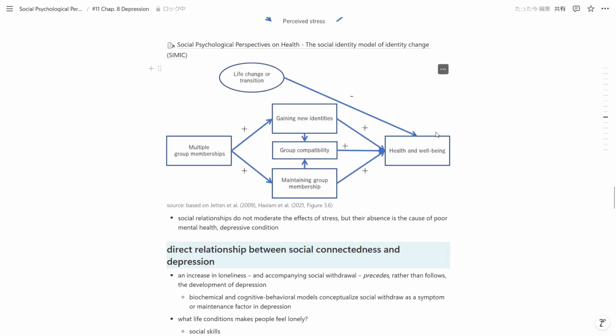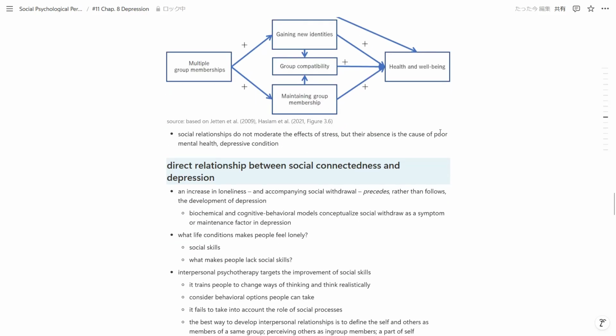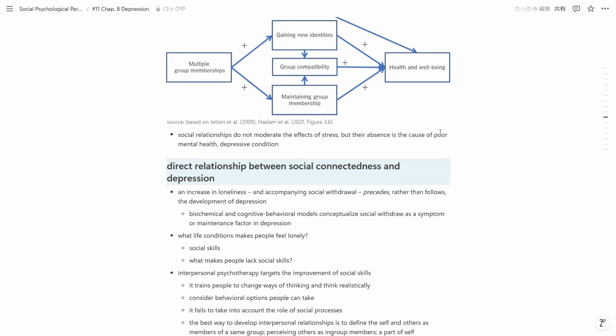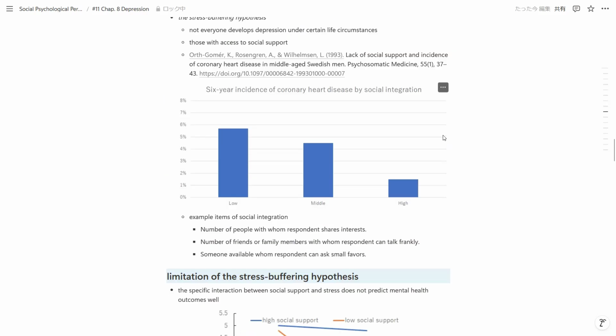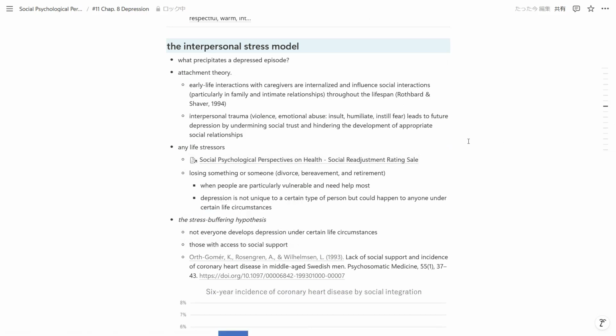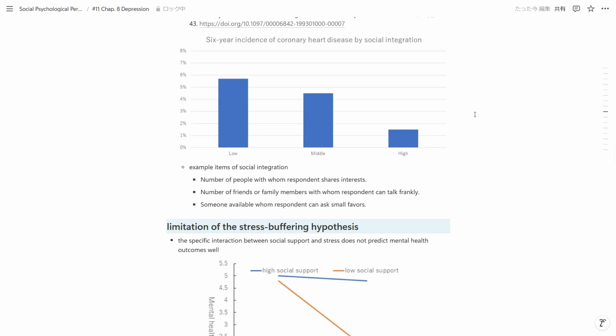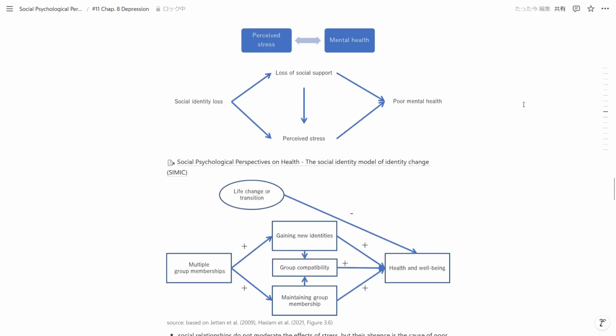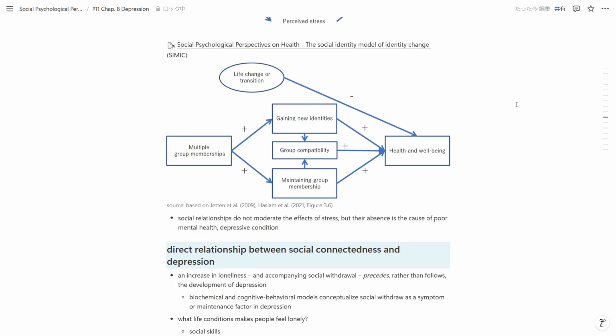And so I talked about this model, the social identity model of identity change. Basically, people experience stress when they have to change their social identities or when they lose their social identities. I also referred to the social readjustment rating scale. In that list, you can remember that most of the events were related to loss of someone or loss of their identity. So people experience stress when they experience a loss of social identity, and that's when they also do not have adequate social support.